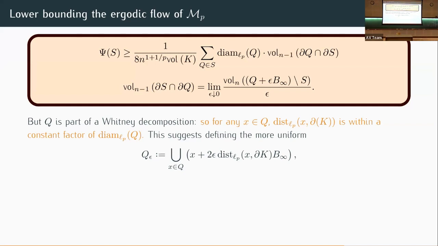The point is that there is the diameter of Q involved here. The only thing we do here is to say that for any x in Q, by definition of these cubes, every point inside the cube has a distance within a constant factor of the diameter, so we want to do something more uniform over the points. Instead of writing this diameter, which is a more discrete quantity, we replace it with a more uniform quantity, where we replace the diameter of the cube by the distance of any point in the cube to the boundary.